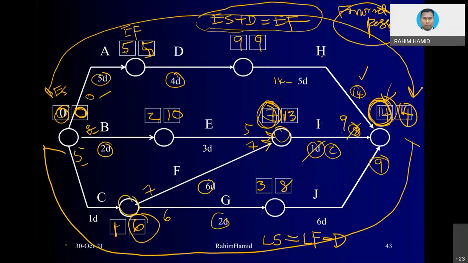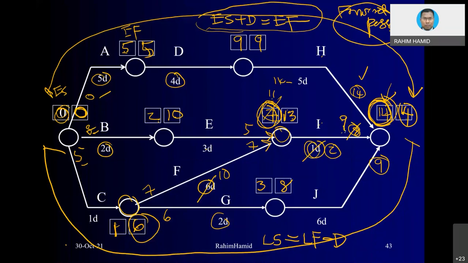Similarly, for this line, line C, F, let's say I delay activity F by 4 days. If you do the calculation, you see 1 plus this one, it will be 10. 1 plus 10 is equivalent to 11. This will be 11, plus 1, still 12 days.